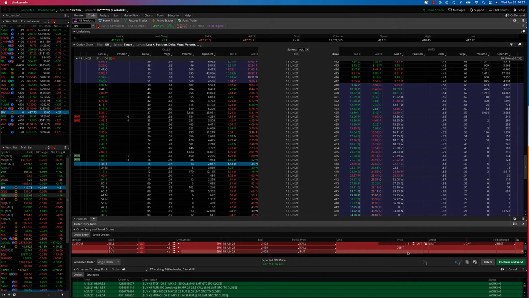So that's the ratio here, as you see, is buying one put, selling two calls, buying two calls. Again, the ratio is 1 to 2 to 2. How I like to say it is I'm buying one put and I'm selling two vertical calls against that put.